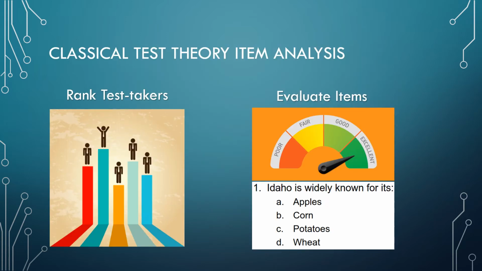Once the test is given to many test takers, test developers can use those response patterns to do a couple of things. They can evaluate the quality of test questions, which is something they should be doing, and they can rank test takers. So it's a dual purpose.